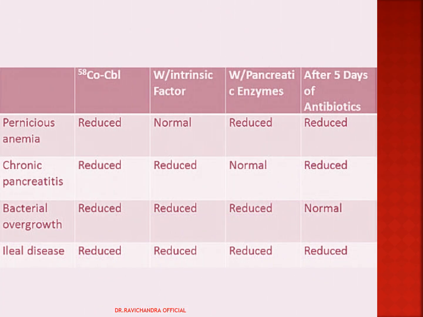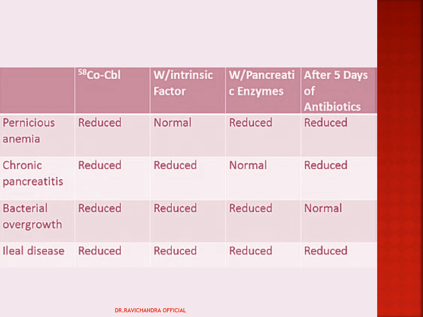So, radioactive B12, that is cobalt 57 or 58, excretion is reduced in pernicious anemia, chronic pancreatitis, bacterial overgrowth, and ileal disease. In all these conditions, the excretion will be decreased. When we have given orally along with the radiolabeled B12, if intrinsic factor is given and if the urine excretion is normal, then it is because of pernicious anemia.